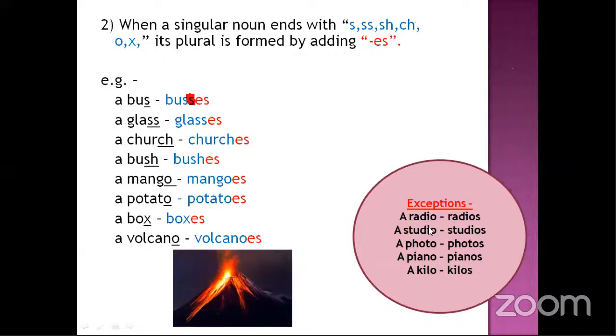Now look at this one, exceptions. What do you mean by exceptions? That means there are some nouns that don't follow this rule.